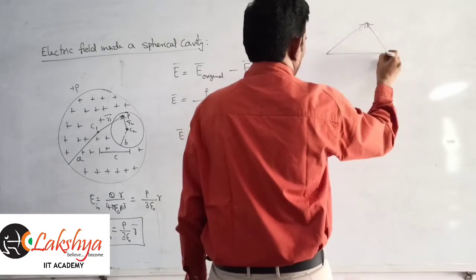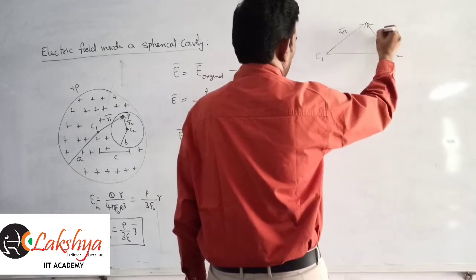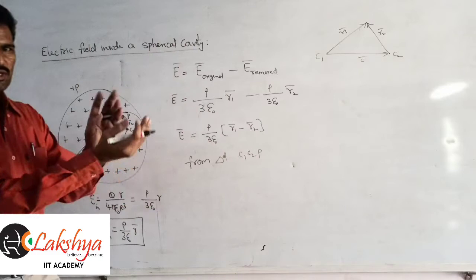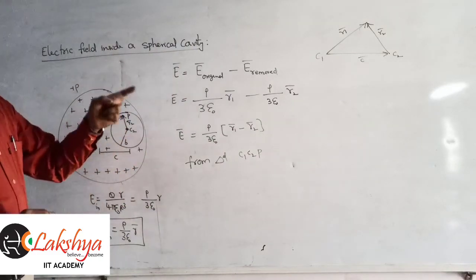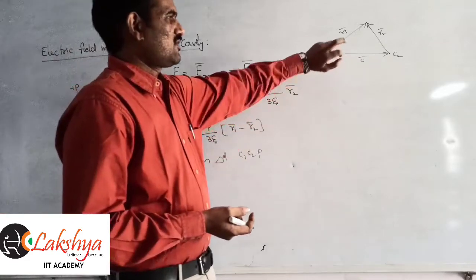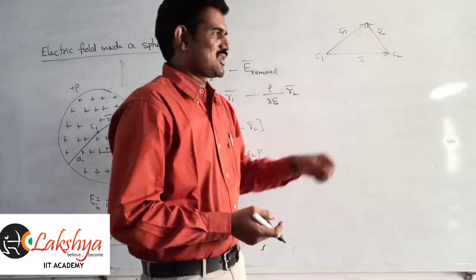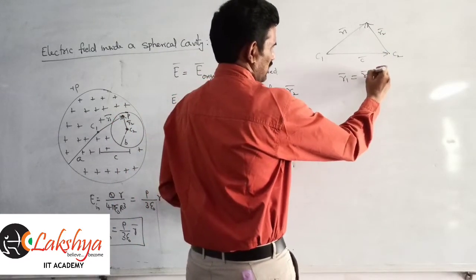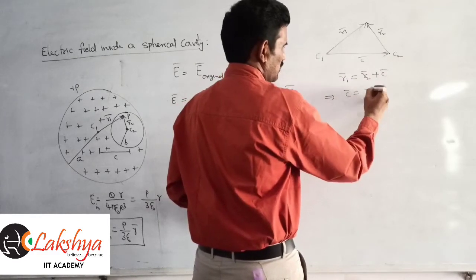This is C1, C2, this is R1 and this is R2. Suppose this vector I am taking as C bar. That C bar direction we are defining from C1 to C2. Now we can observe that if you apply the triangle law of vector addition, this is the resultant of these two vectors because these two vectors are taken in the same order, right? And so I can write R1 bar is equal to R2 bar plus C bar. From this we get C bar is equal to R1 bar minus R2 bar.